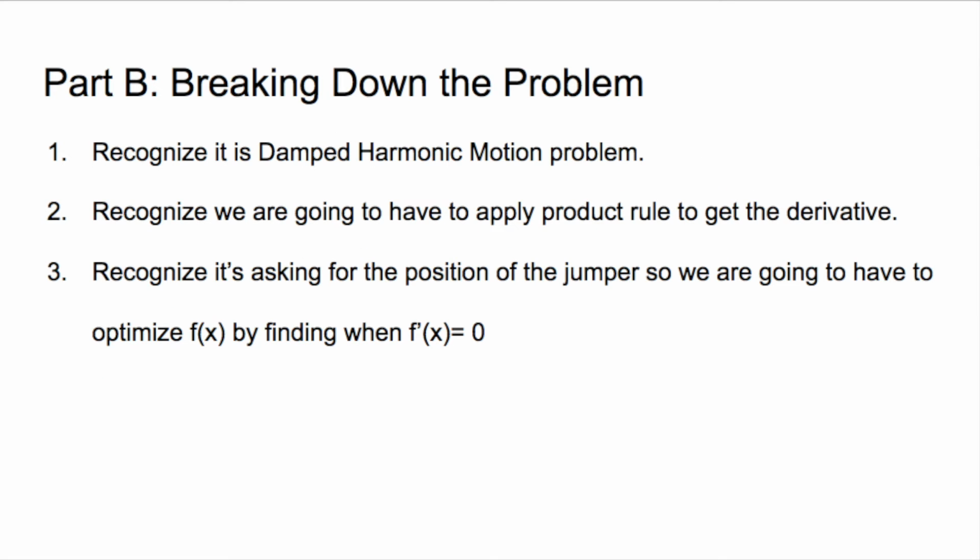So now let's break down the problem for part B. Essentially it's the same thing as part A. We've already recognized it's a damped harmonic motion problem. We know that we're going to have to use the product rule to get the derivative. And finally, this part of the question is also asking for position, so we are going to have to optimize the original function by finding when f prime of x is equal to 0. So again, very similar to part A.